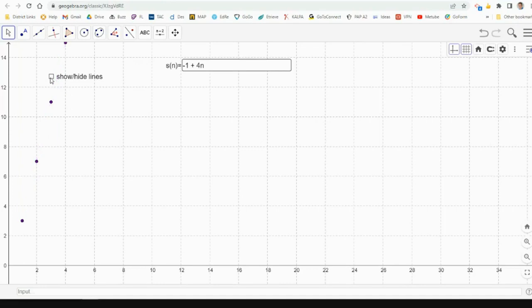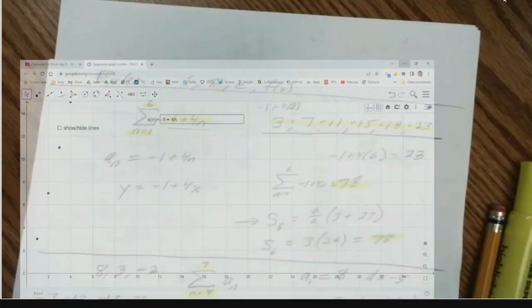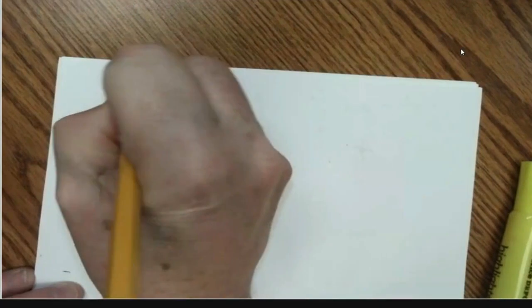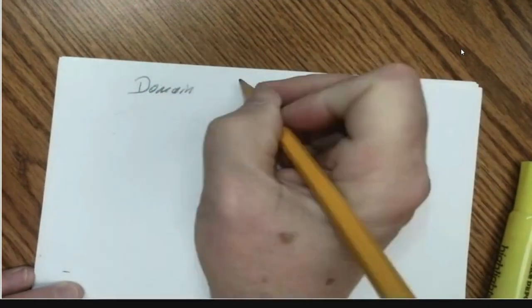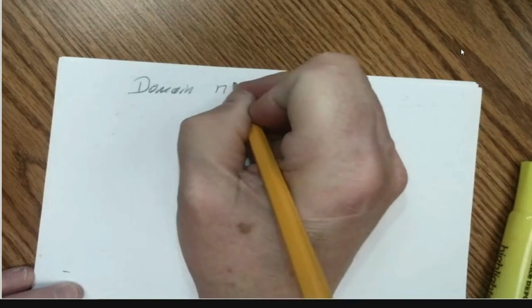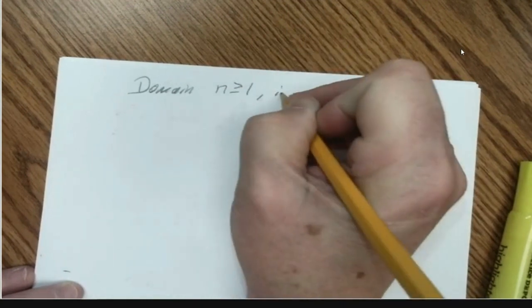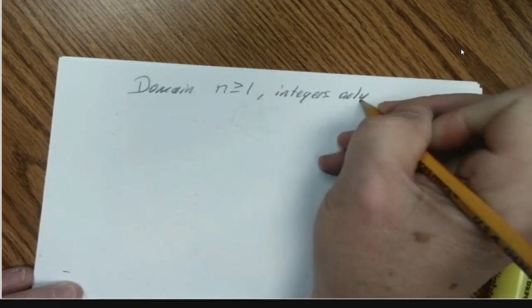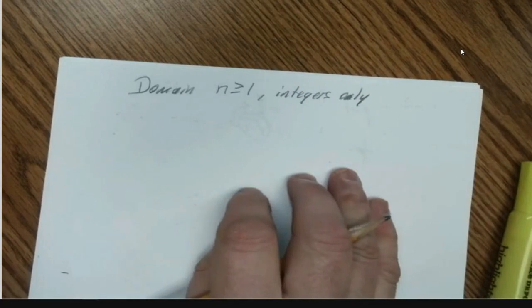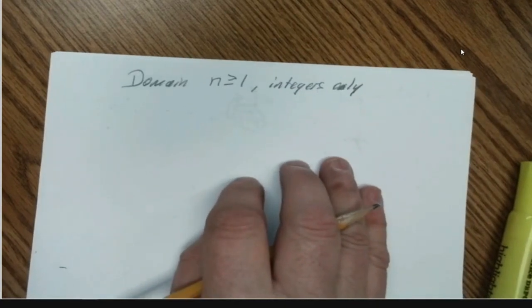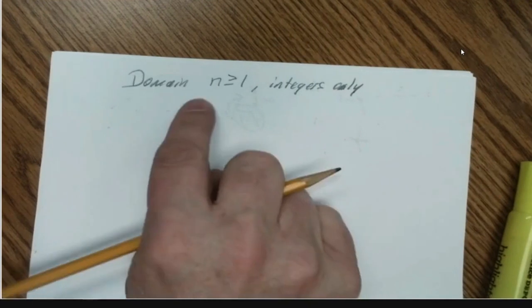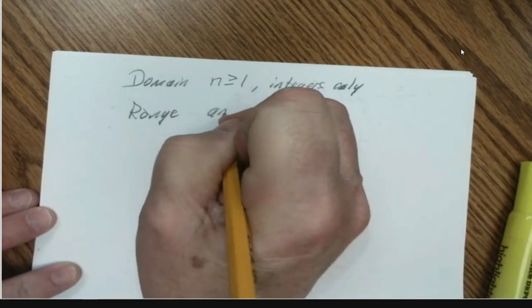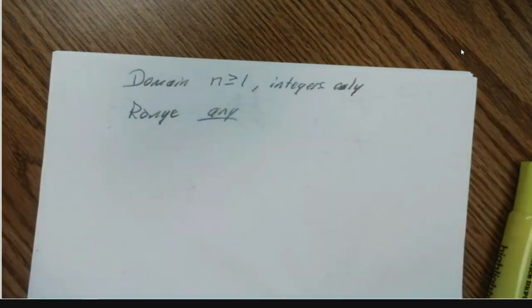Remember, when we talk about a sequence, we are limited. The domain has to be n is greater than or equal to 1 and integers only. So there is no value of 1.1. There is no value of 0.5. The domain. Now the range is unlimited. Range can be anything.